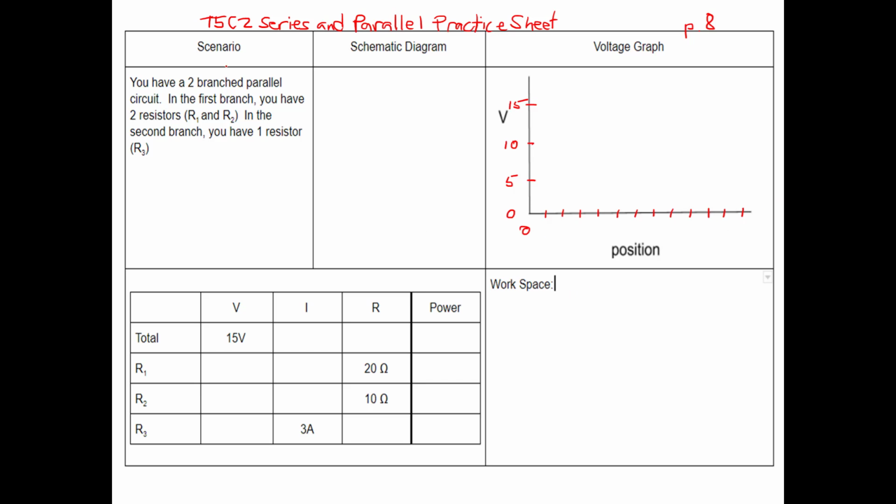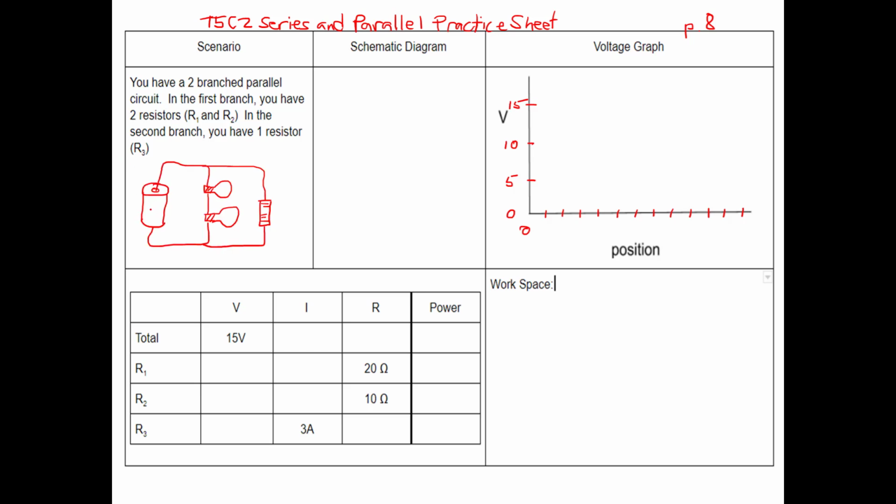Let's get started. You have a two-branch parallel circuit. In the first branch, you have two resistors, R1 and R2. They need to be in series if they're in the same branch. And the second branch, you have one resistor. Let's go ahead and draw a quick image of that circuit.